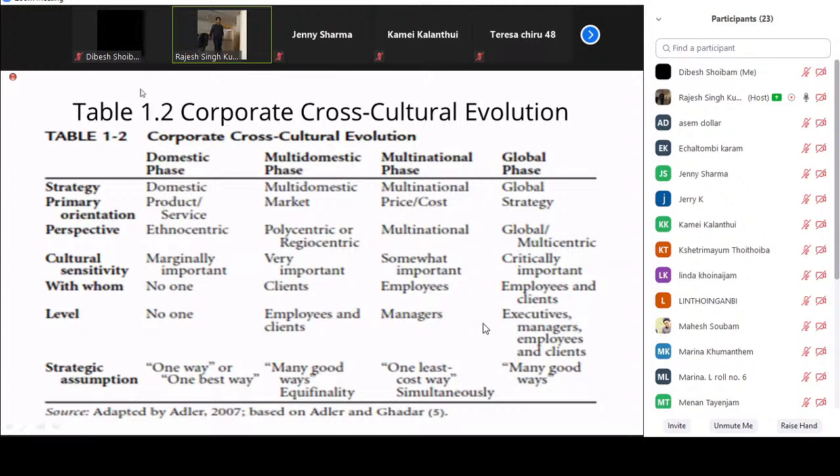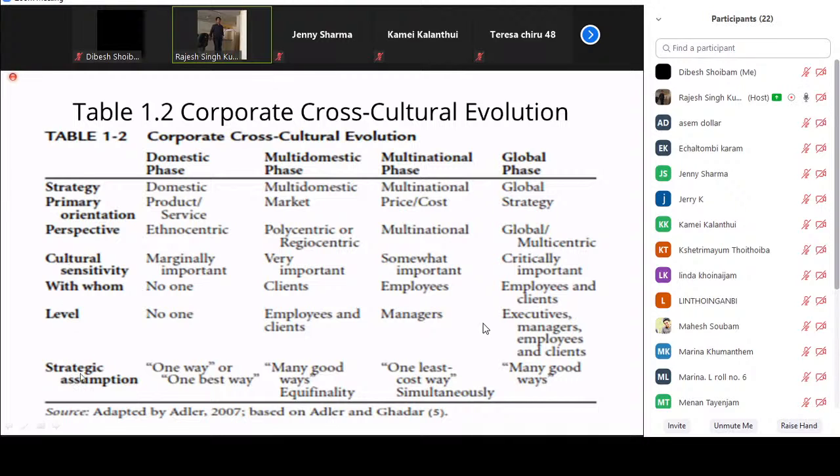Whereas in the case of a company doing business with other countries, having started exporting, in the second phase it becomes important. And in the multinational phase, the importance gradually decreases in this third phase. But again, in the final global phase, it becomes very predominantly important. So this table depicts a company's cross-cultural evolution.